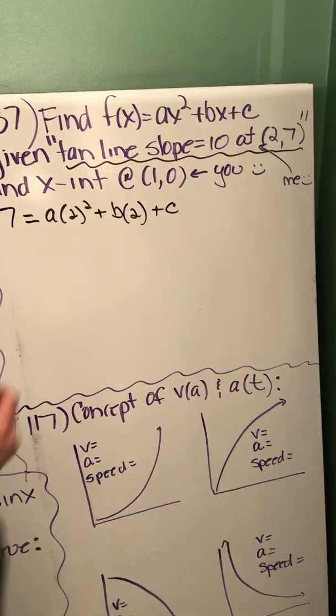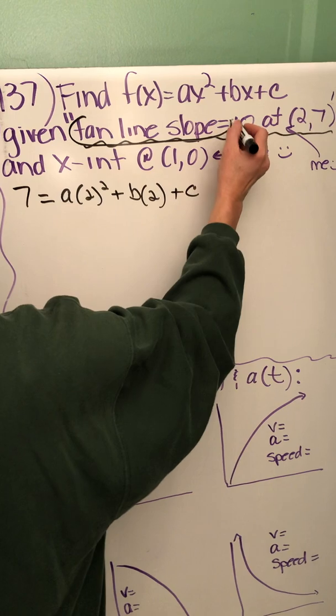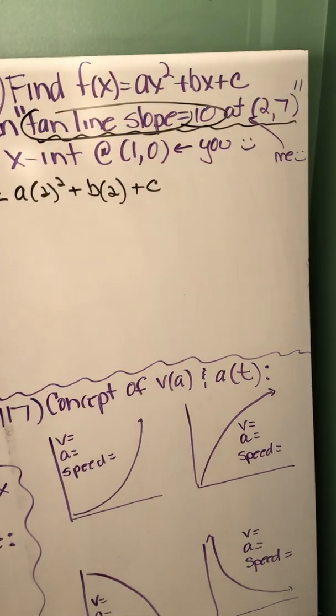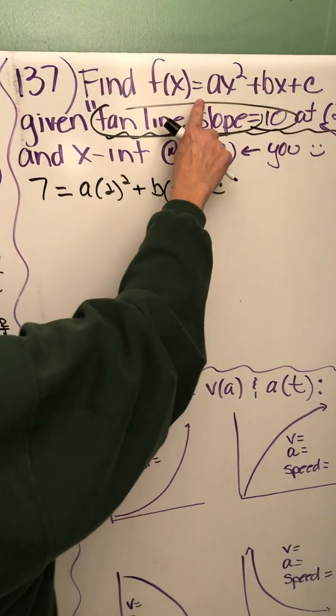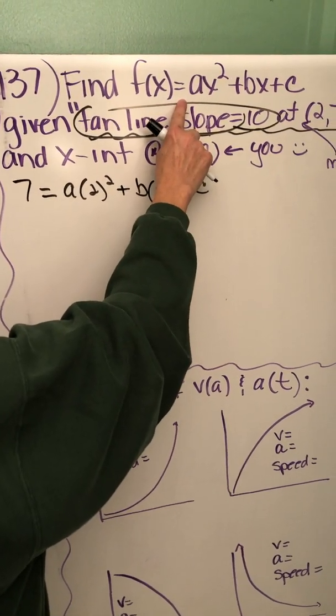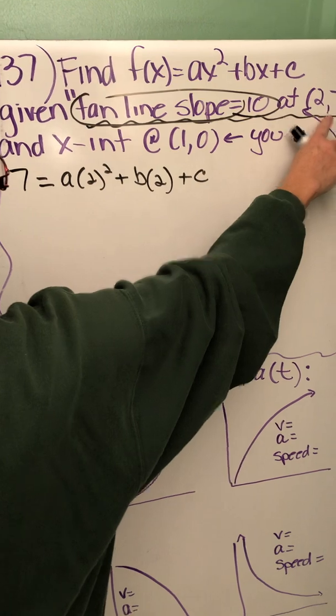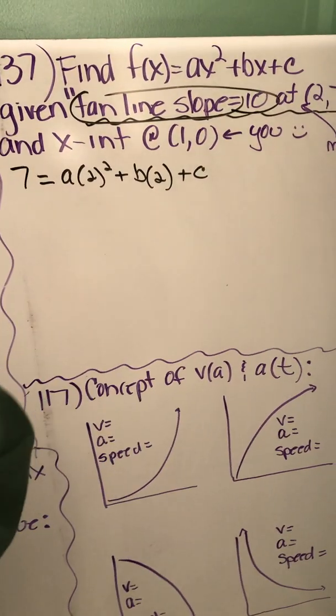But what students will miss is where it says that the slope of the tangent line is equal to 10. That means when you take the derivative of this function, it equals 10 at this point. This is what students will miss. This is what I'm going to write here.